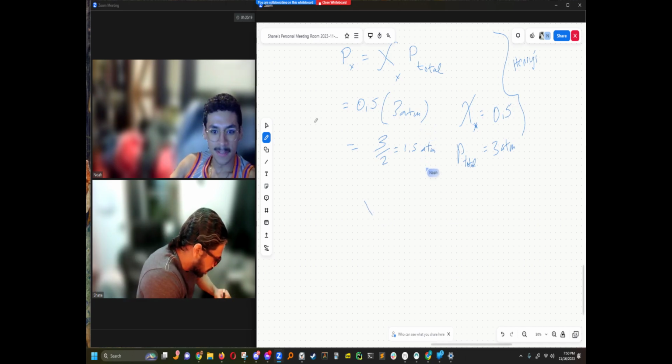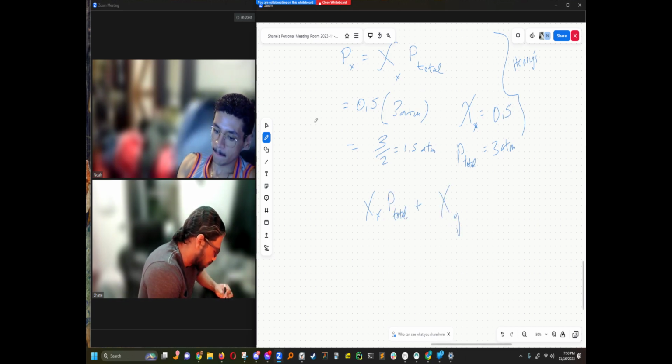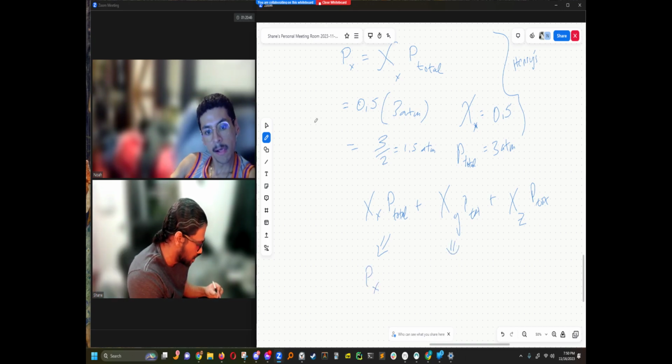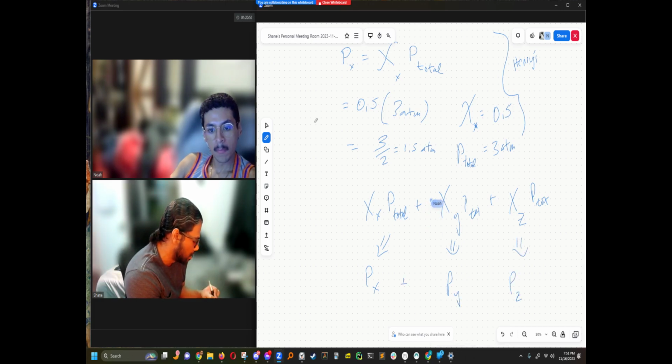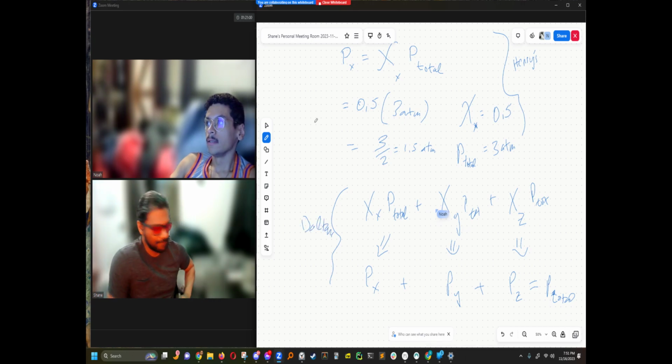I didn't use any real values here, but let's just say the mole fraction of gas X times the total, plus the mole fraction of gas Y times the total, plus the mole fraction of gas Z times the total. This would just give you the partial pressure of gas X. This will give you the partial pressure of gas Y. This will give you the partial pressure of gas Z. So if you add these, you should be getting your total pressure. Yeah, and this is Dalton's. Got it.